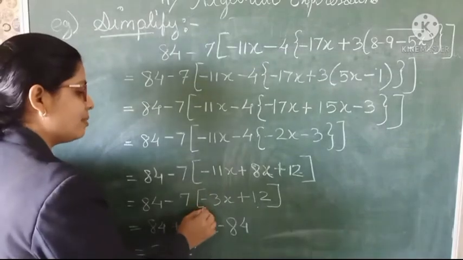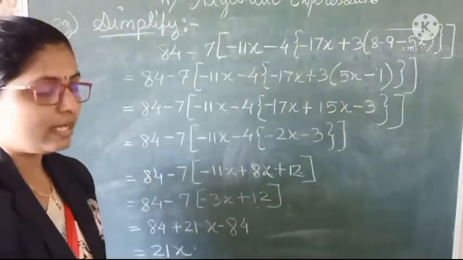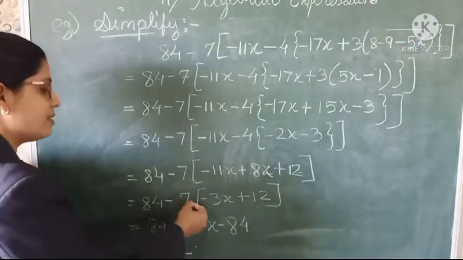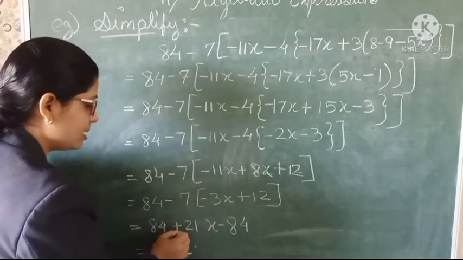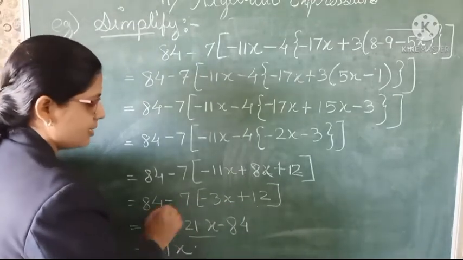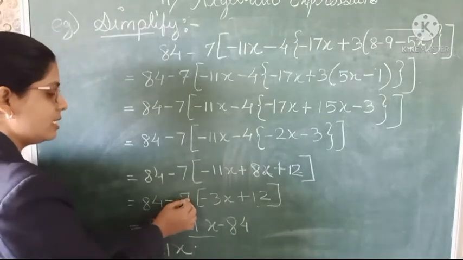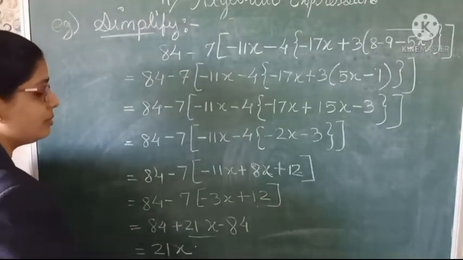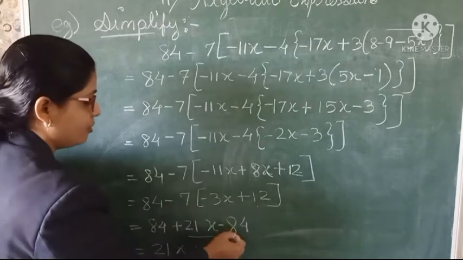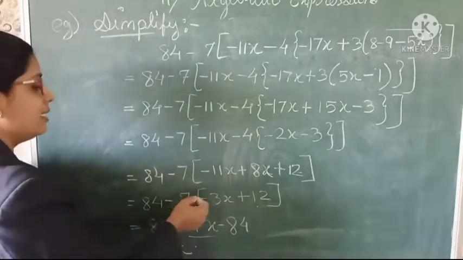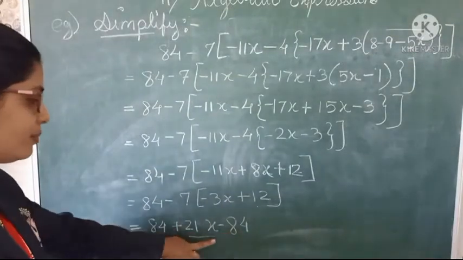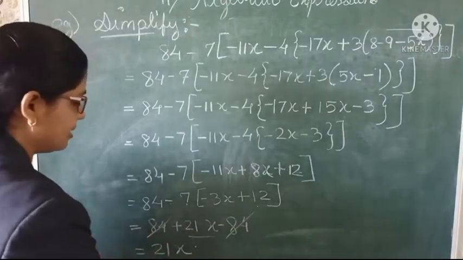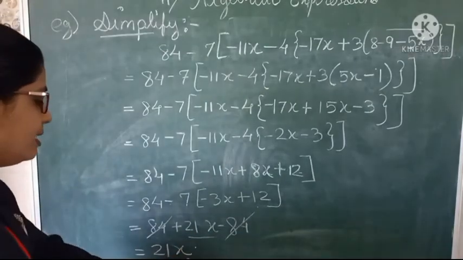Now we are going to do the next step, that is removal of the square bracket. So this negative 7 will be multiplied to each term in the bracket. So negative 7 into negative 3x, minus minus will be plus, it will be 21x. Then after that, negative 7 multiplied by 12, the negative sign will be there and 84 will be there, 12 sevens are 84. Then the next step, we have removed the bracket. The constants plus 84 and negative 84 will get cancelled. And what is remaining? 21x.